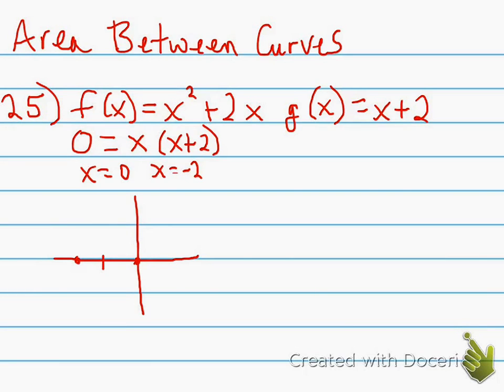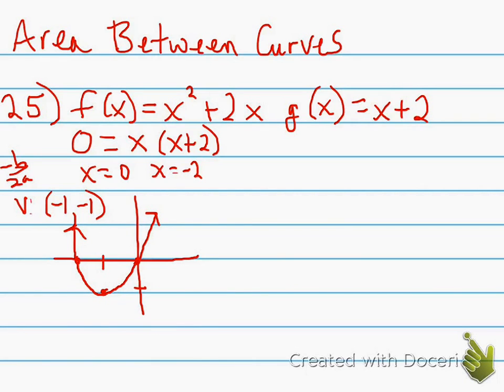I know its vertex is going to be at negative 1, negative 1, by using opposite of b over 2a. Negative 2 divided by 2 is negative 1. Then I plug negative 1 into f of x to get negative 1. So there's my vertex. So I'm going to sketch that and end up with this parabola.